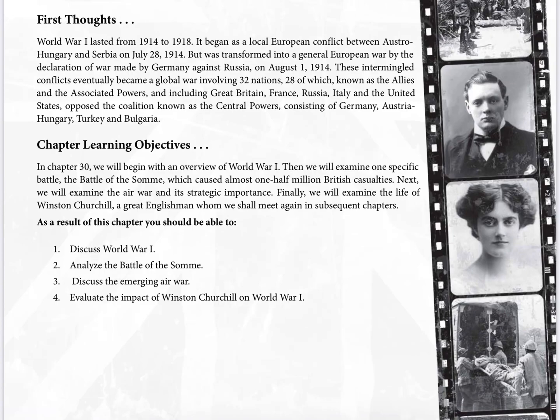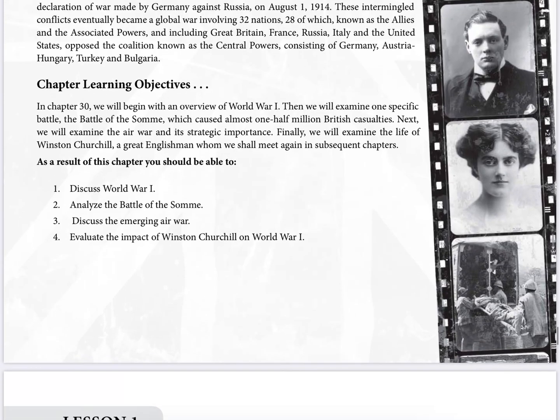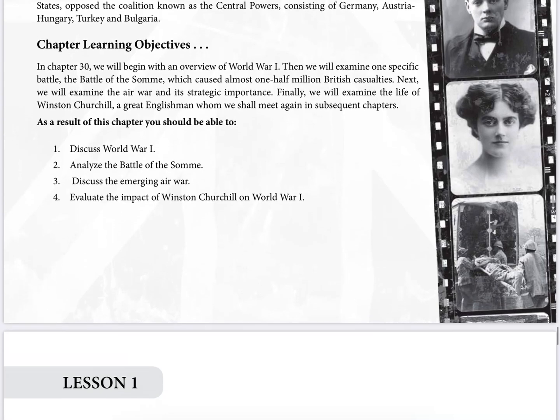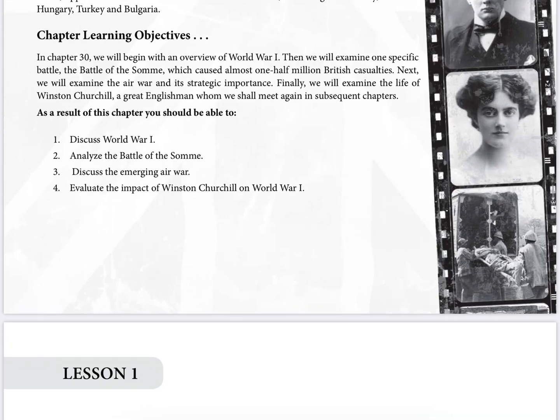All right, so in Chapter 30, we're going to begin with an overview of World War I, and then we will examine one specific battle. And this is the battle that caused almost 500,000 British casualties. All right, next we will examine the Air War and its strategic importance, and finally examine the life of Winston Churchill, a great Englishman who we shall meet again in subsequent chapters.